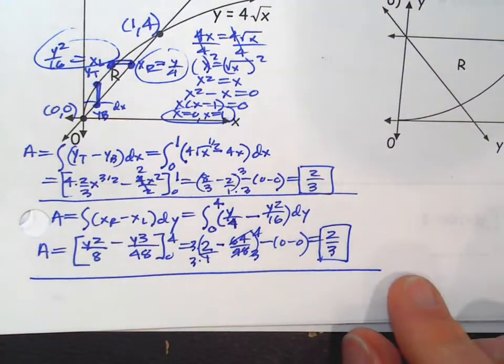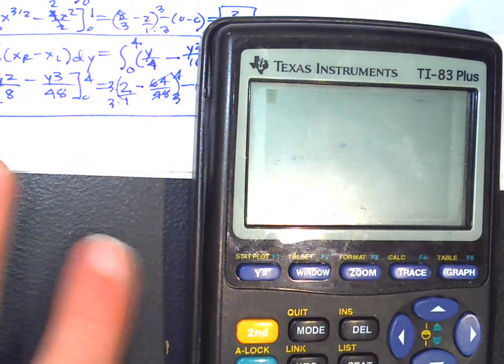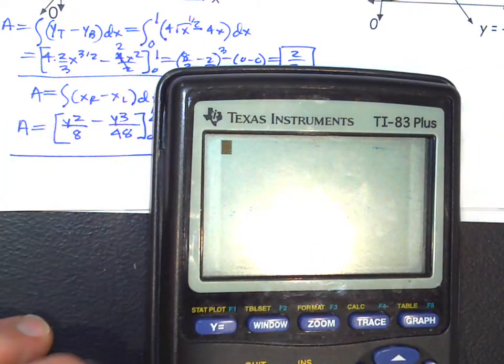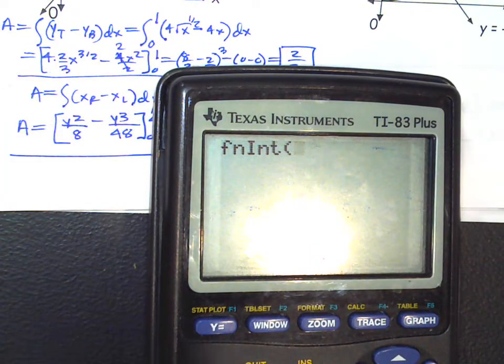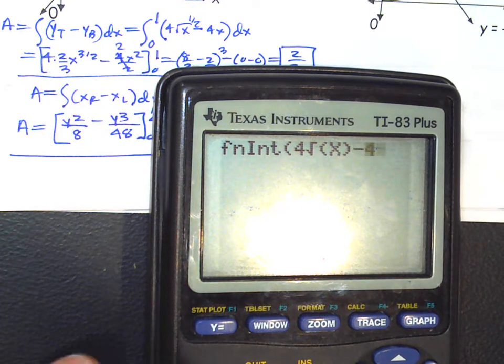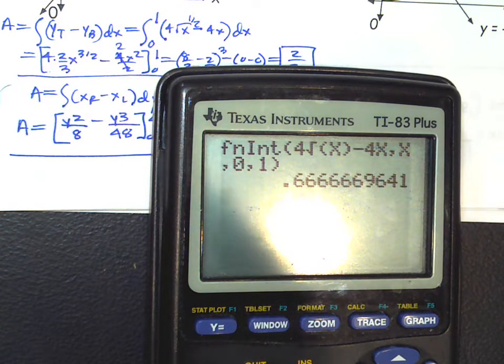Now you should also be able to, after setting these up, feel confident about putting them into your calculator, and they should give you the same answers. So for this first one, I'll just do it from the home screen. Math 9, 4 square root x minus 4x, comma 0, comma 1. Boom. So if you can use a calculator, this is the way to go. Super fast to enter. Sometimes it takes a little while to calculate, but pretty much the same thing, right?